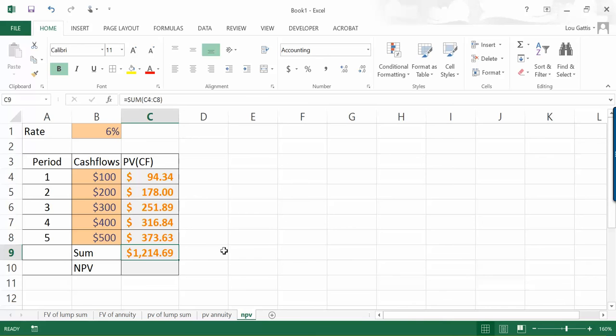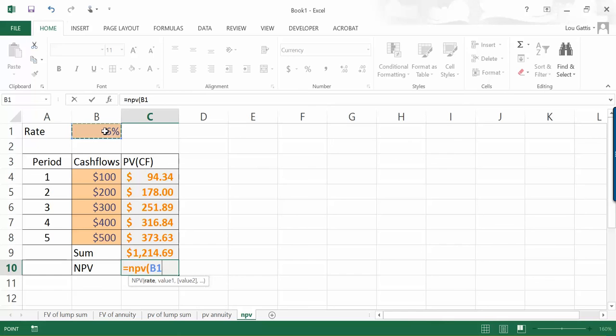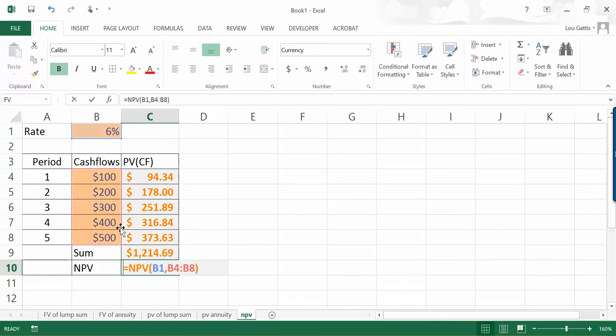Now I could use Excel's NPV function. I can type in equals NPV, put in the rate, and highlight the cash flows. And I also get my 1,214 there. Although I want to be careful, this NPV function is not really NPV. When most people in finance talk about NPV, it is the present value of a series of future cash flows, but it's also netting against an initial cost. So it's a bit of a misnomer for Excel to call this an NPV.